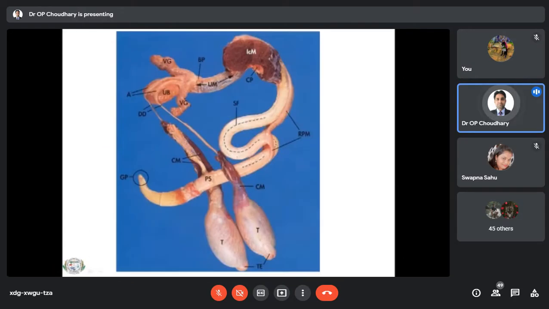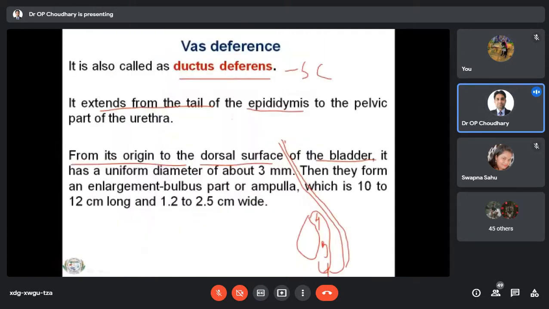You can see here, this is the passage of the ductus deferens or vas deferens, and here you can see it passes through the dorsal surface of the urinary bladder. So up to the urinary bladder it has a uniform diameter, meaning the diameter from the tail of the epididymis up to the dorsal surface of the urinary bladder is uniform.